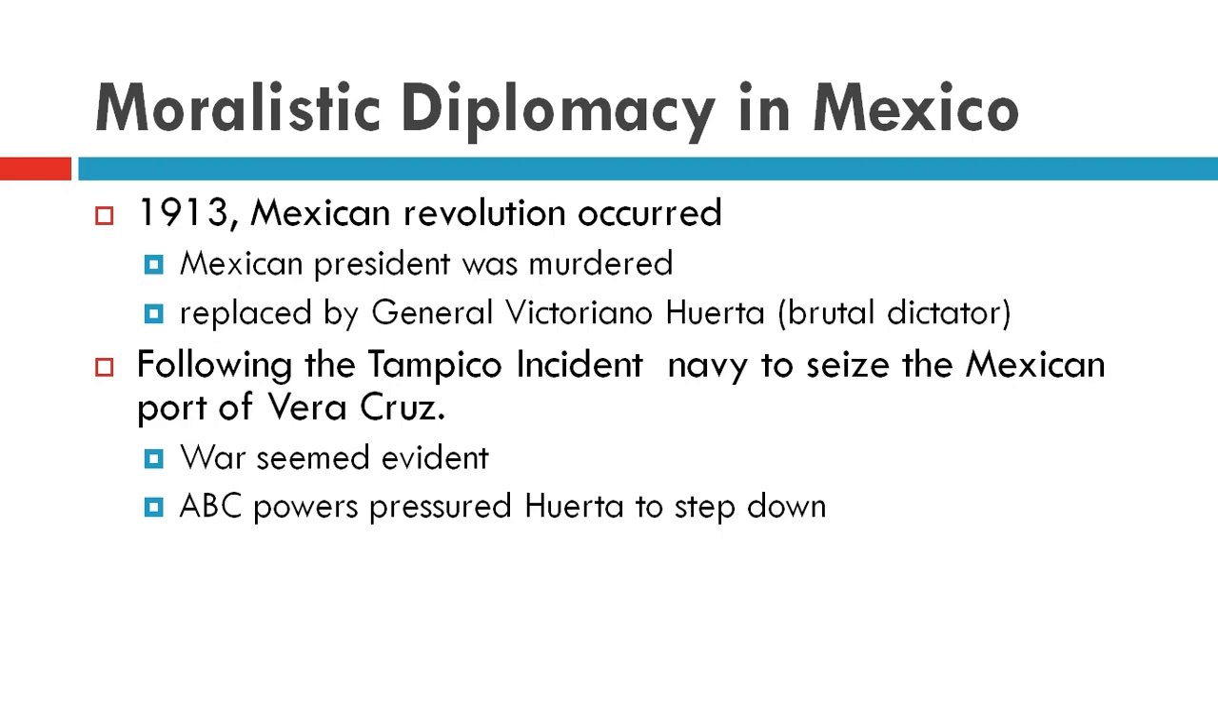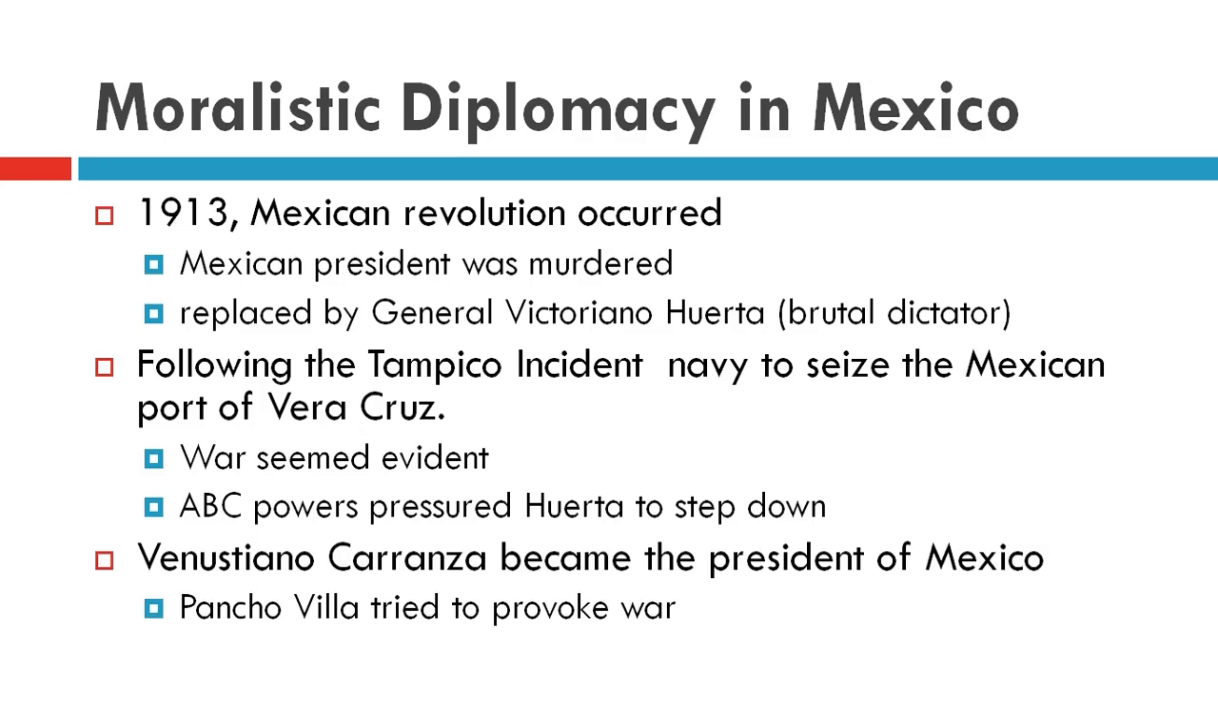However, after a small party of American sailors were accidentally captured by the Mexicans, something known as the Tampico Incident, Wilson ordered the Navy to seize the Mexican port of Veracruz. Now, just as war seemed imminent with Mexico, the ABC powers, Argentina, Brazil, and Chile, intervened and pressured Huerta to step down, and Venustiano Carranza became the president of Mexico following that. Now, Pancho Villa was a rival of President Carranza, and he was attempting to provoke a war between Mexico and the U.S. by killing Americans.